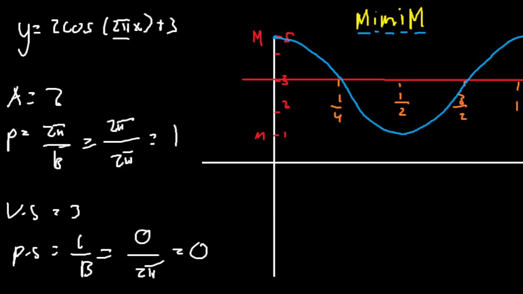So, yun lang. That's how you graph. And that's how you find the amplitude, the period, the vertical shift, phase shift. And that's how you graph the sine and cosine curves.